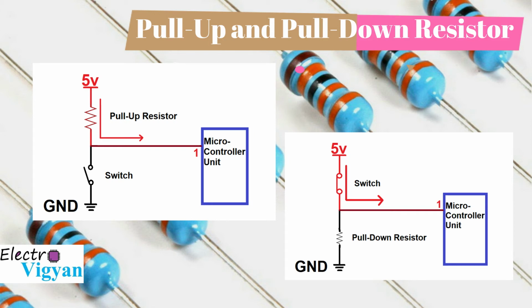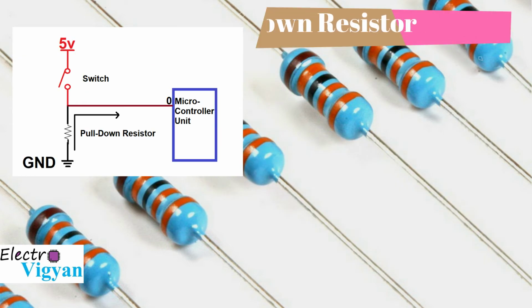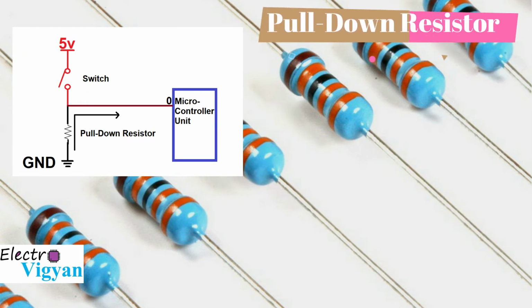I will explain how these two work. First, we will discuss the pull down resistor. In a pull down resistor, we connect the resistor to the ground. When the switch is open, the microcontroller input pin will be getting logic 0 as it is connected to the ground via the resistor.